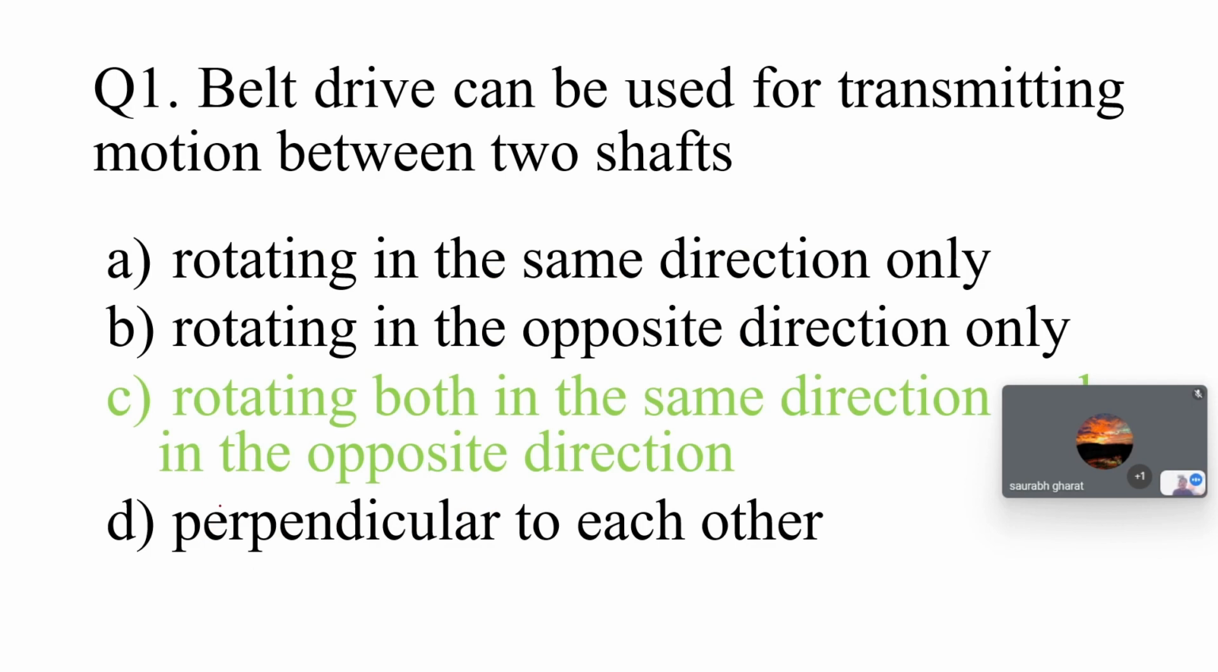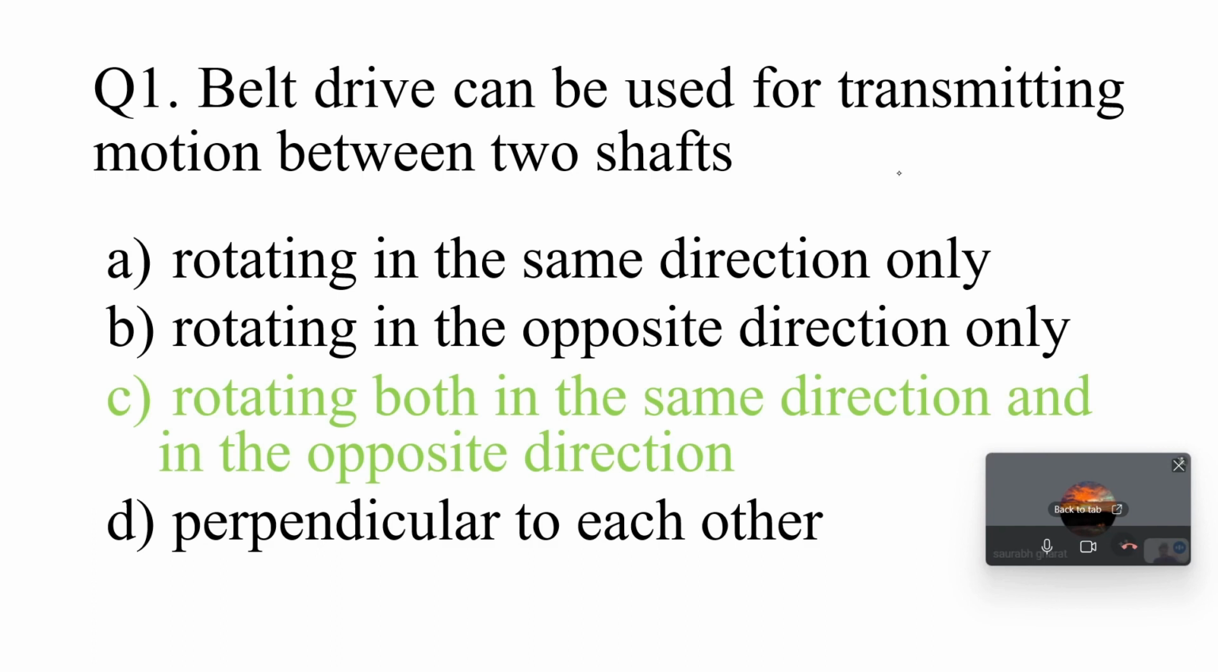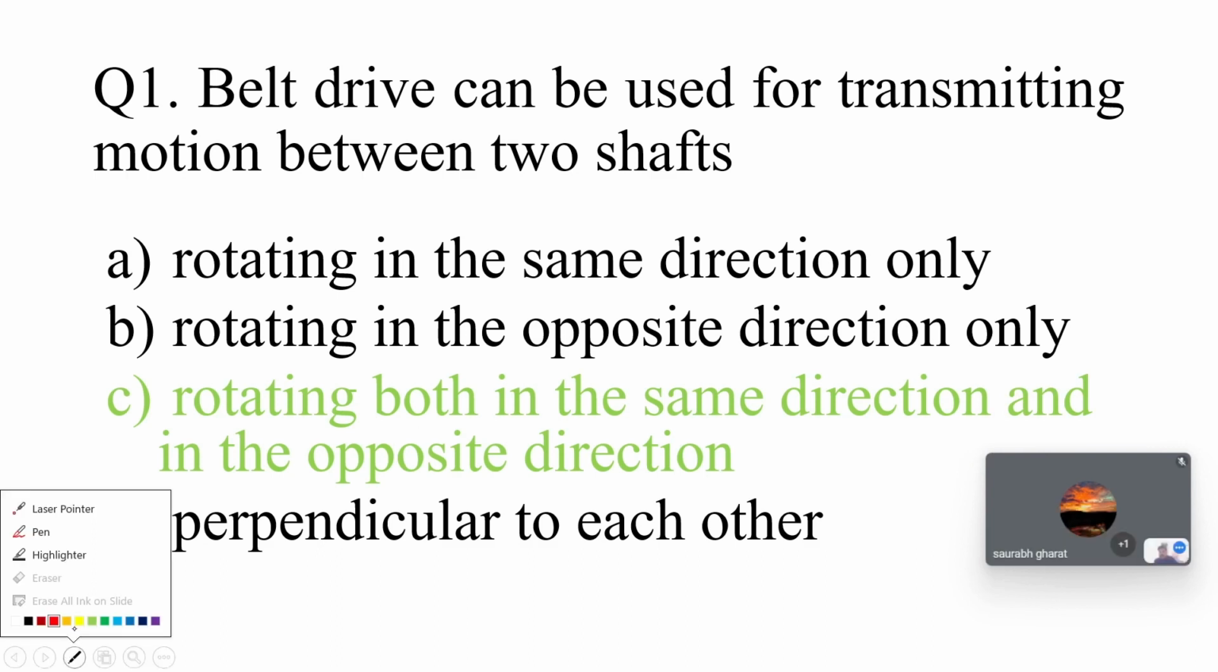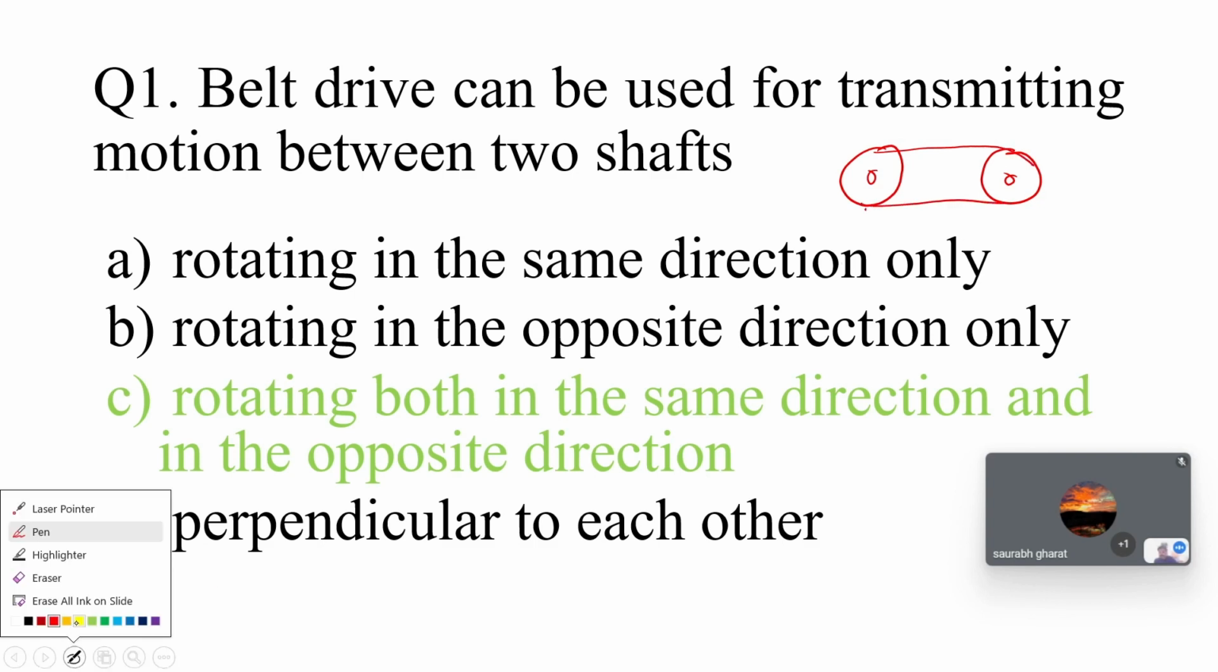This is the first question. The belt drive can be used for transmitting motion between two shafts. Okay, so you know the belt drive: rotating in the same direction, rotating in the opposite direction, or rotating in both the same and opposite direction. So consider this is a belt drive, and you can transfer the same motion like this. So this will be the same motion, and you can also pass the opposite motion.